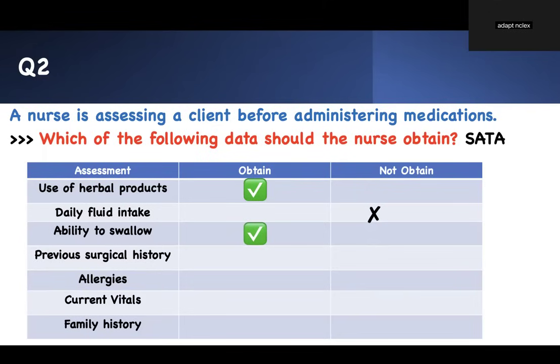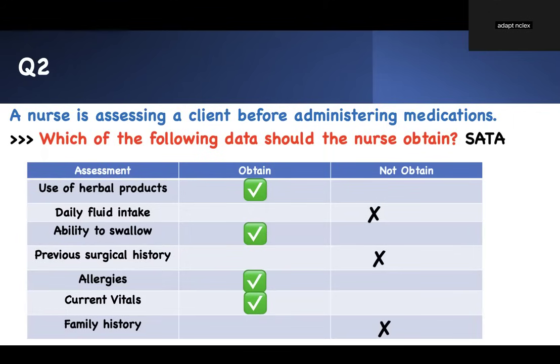Previous surgery should not affect the medication administration to a patient. Allergy, of course, it does. Vitals, especially if you give them something that can drop their blood pressure or their heart rate, I need to know about it. Family history has nothing to do with medication. There are certain situations, but for your NCLEX, make it clean. If I'm going to give a patient some medication, I don't care about their family history.